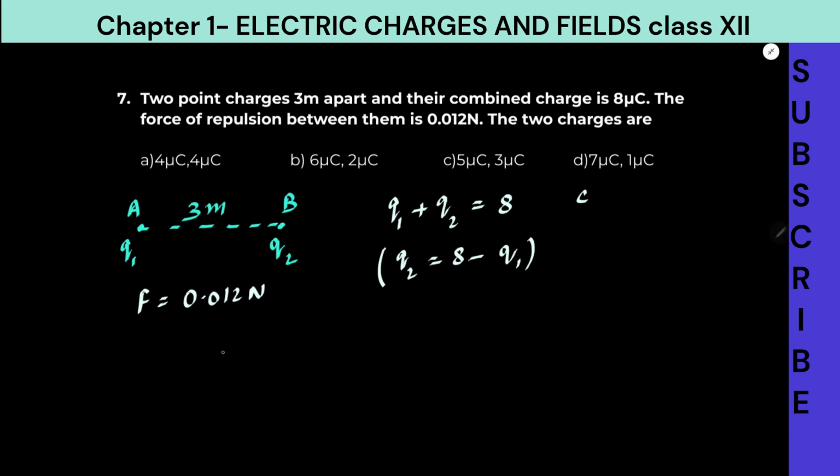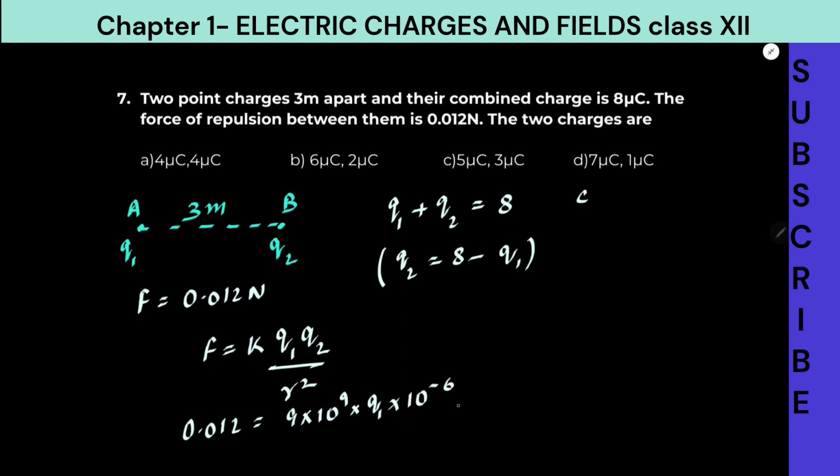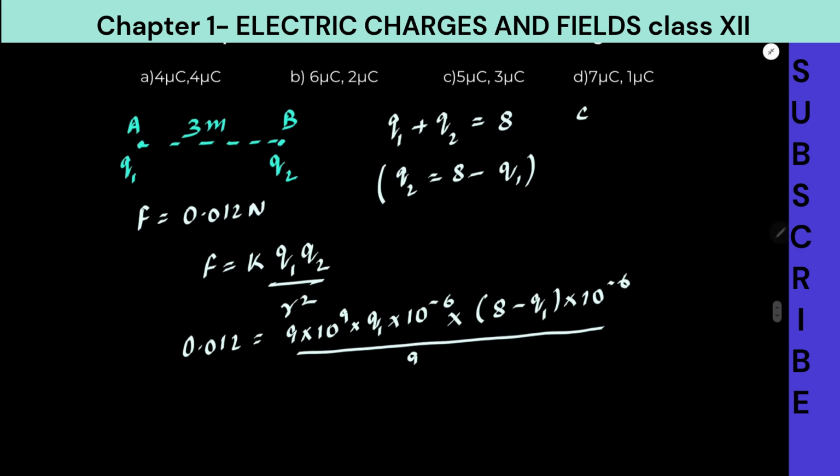Let's substitute here. Force is equal to K Q1 Q2 upon R square. So force here is given 0.012, K here is 9 into 10 to the power 9. Now, be very careful, Q1 individually is in microcoulomb, so Q1 into 10 to the power minus 6, into Q2, that will be 8 minus Q1, whole into 10 to the power minus 6. Q2 is in microcoulombs, so be very careful with that. R is how much? The separation is 3 meter, which is 9. Great. Let's simplify it further.